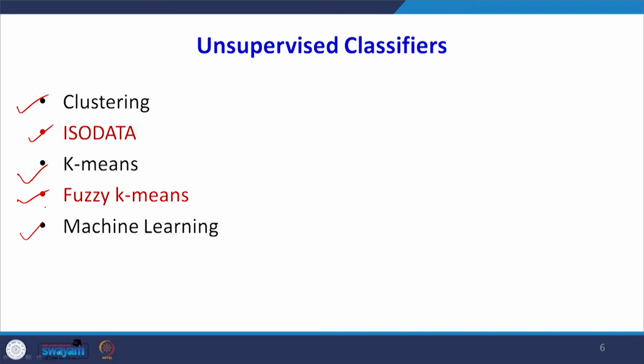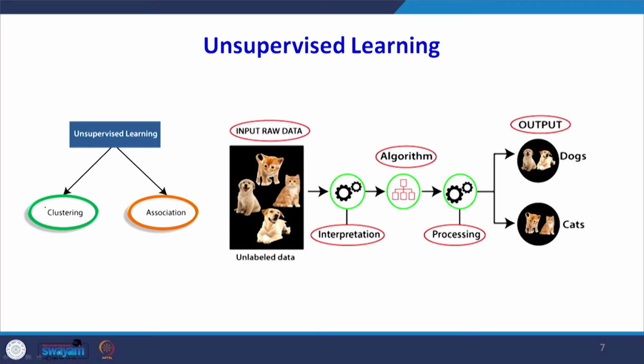So, there are various methods available to us under the unsupervised classifier. We are not going to discuss all the methods in this lecture. We will discuss the ISODATA method, which is the most popular method. The broad steps involved in unsupervised learning are, first, the clustering: the group of pixels are clustered together and there might be several clusters in one single image. And then the association, the relationship between those clusters.